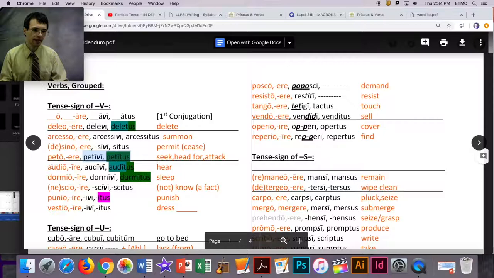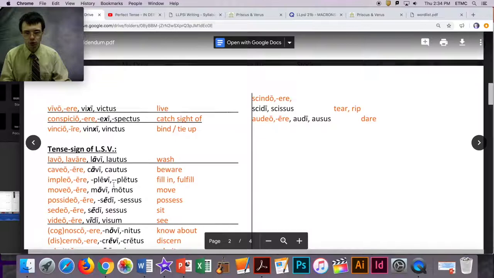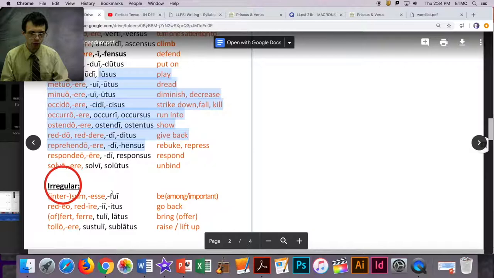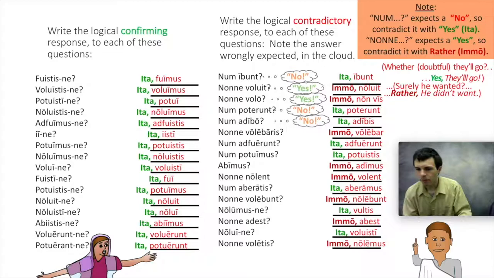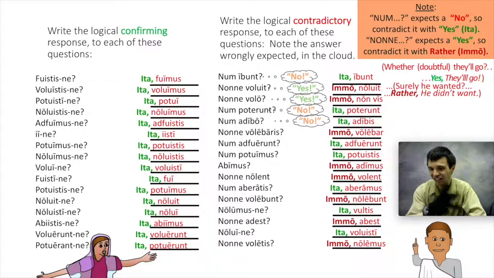And then you'll notice a different sound when you get into the U's, and a different sound when you get into the lengthened stem vowels. Some of them have no tense sign, and then some of them have bizarre third and fourth principal parts. So there's a whole new horizon to be dealing with at this point. Make sure you watch the next video in which we're going to cover the passive voice and also the two past tense infinitives. We had the present infinitives back in chapters 11 and 12, but now we're going to do the past tense infinitives in the next video.